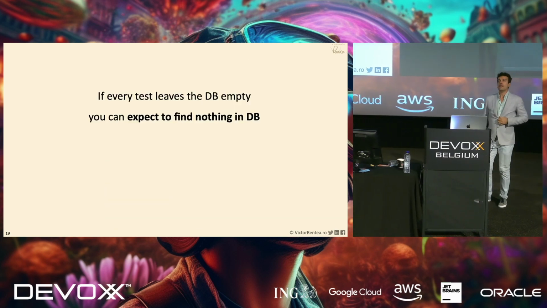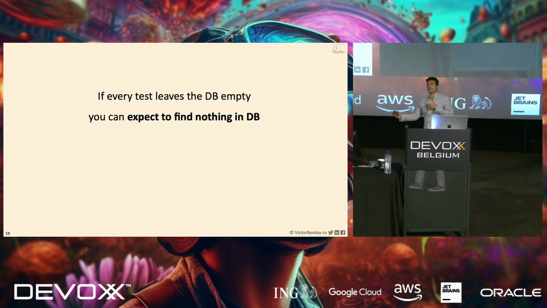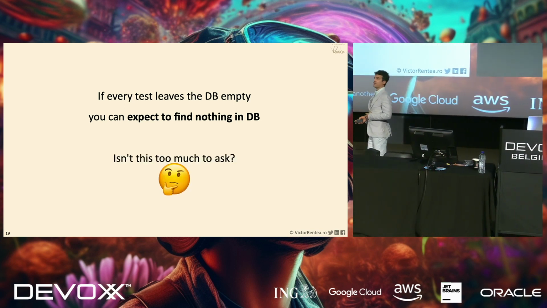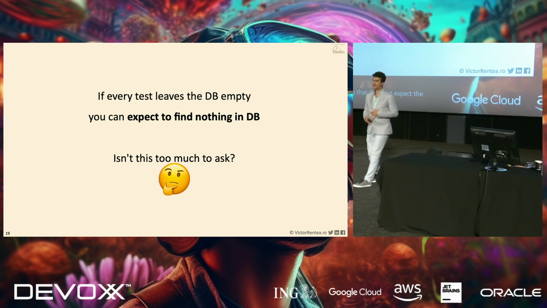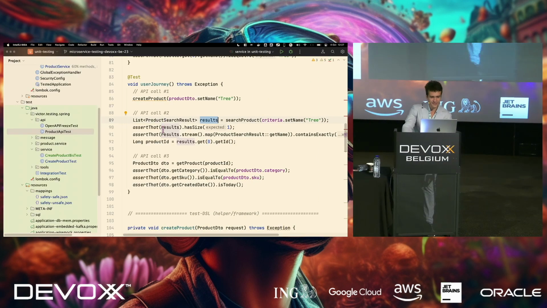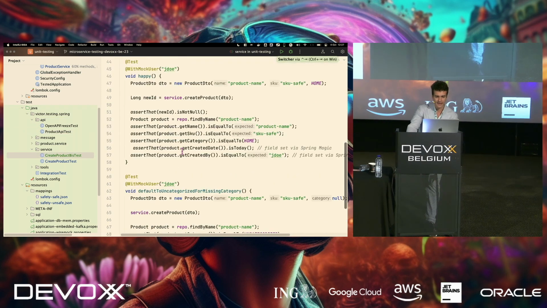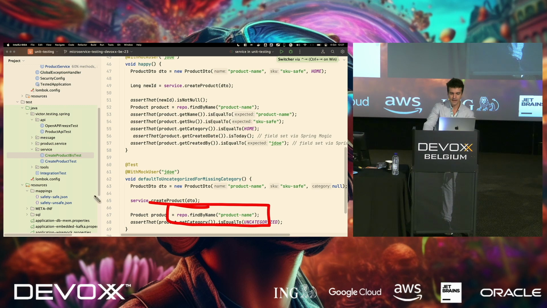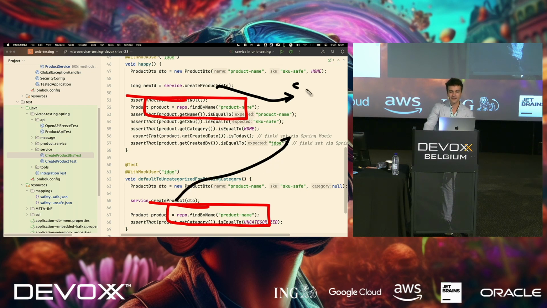Okay. Now, there is another approach to integration testing that does not expect the database to be empty at the beginning. I may have rushed too much. Folks, did you understand why the test failed in here? I do find by name twice here, and the create product inserted twice the same product with the same name in the database.